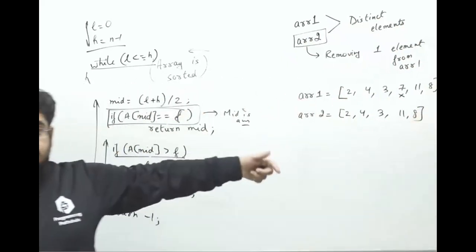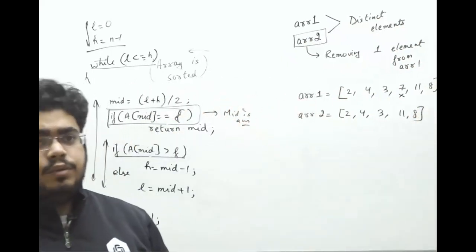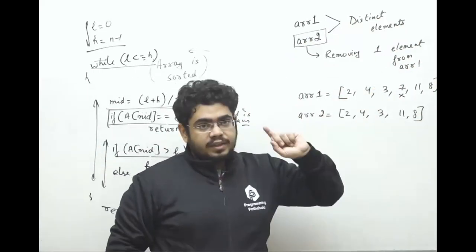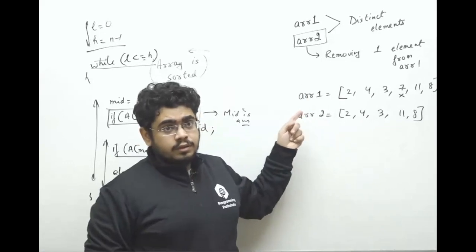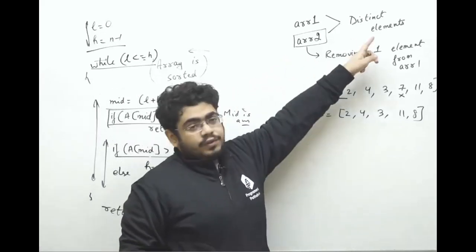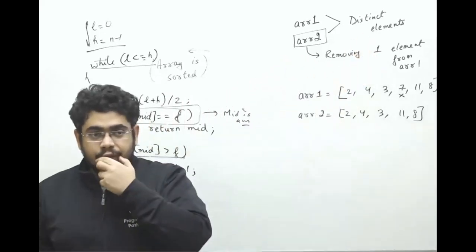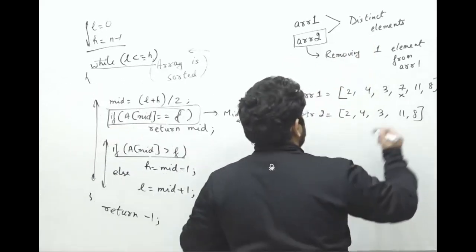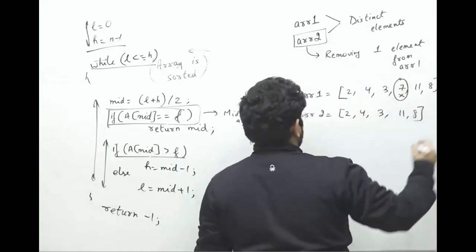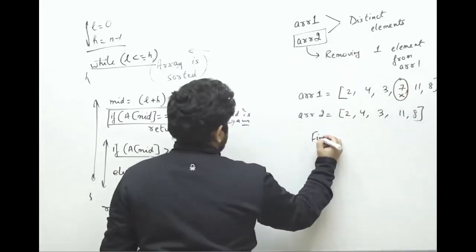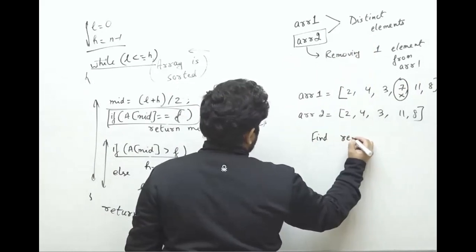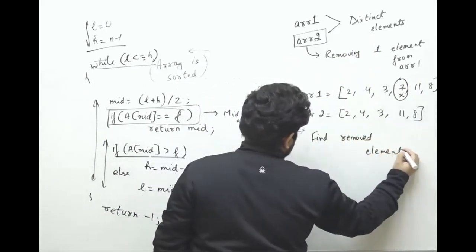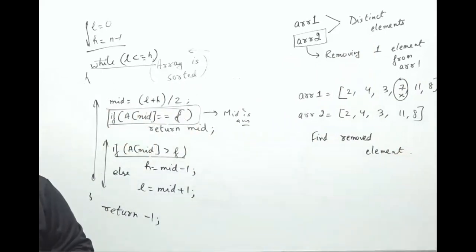Does that make sense? What is array 1 and array 2? So array 1 is a general array. Array 2 will be formed after removing exactly one element from array 1, and it has distinct elements. Okay. So what you need to tell is you need to find the element which was removed. So your question says find the removed element.